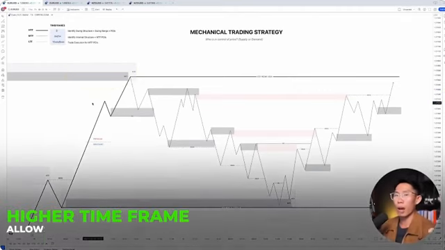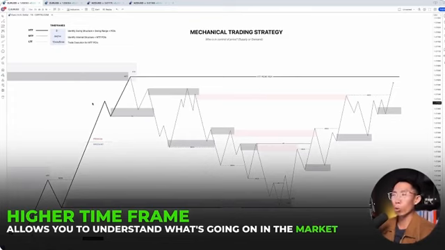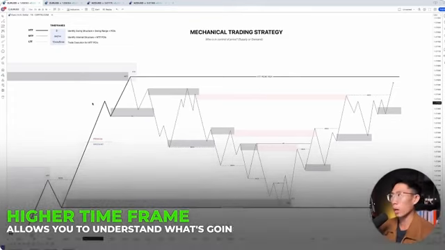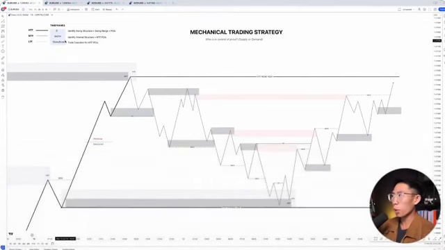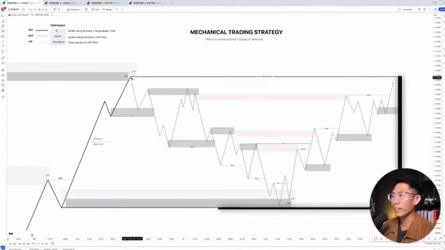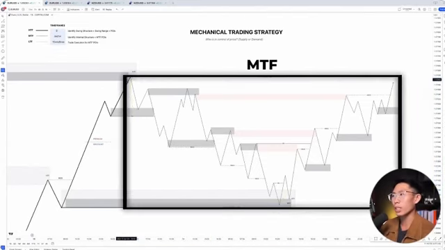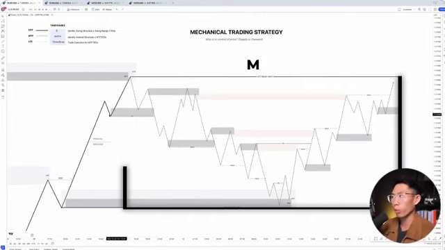So that's the purpose of the higher time frame, is to allow you to build a narrative and understand what's going on with the market right now. And then for the medium time frame, we're going to use the 4-hour or the 1-hour time frame, and this is where you can identify the internal structure, right? What is price doing within this swing range itself?